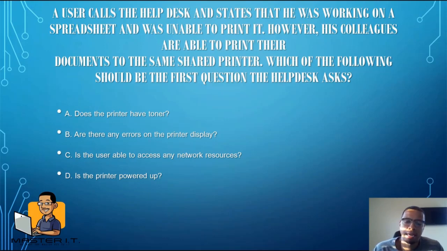Is the user able to access any network resources? Maybe we can go with that one. Is the printer powered on? Not that one because other people are printing. So out of B and C, what do we think the answer might be? Got to be C. And it can't be any errors because everybody else is printing. So he must have lost connection with the printer somehow. So maybe his cable came unplugged. He got the wrong IP address or something like that.